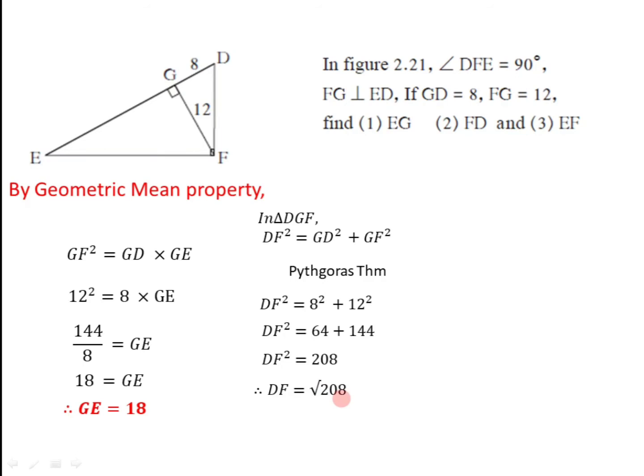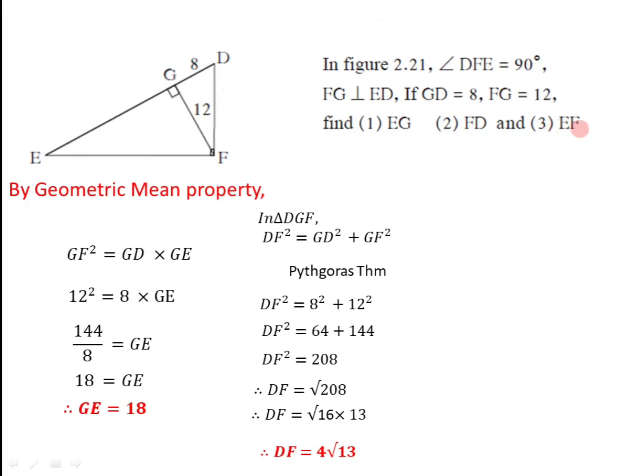We can further simplify this one. We can split 208 into two factors such that one of them must be a perfect square. So the factors are 16 into 13, where 16 is a perfect square, it is the square of 4. So if we take 16 outside the square root sign, 4 should be taken and root 13 remains under the root as it is. So the length of segment DF, that is the length of segment FD, is 4 root 13.